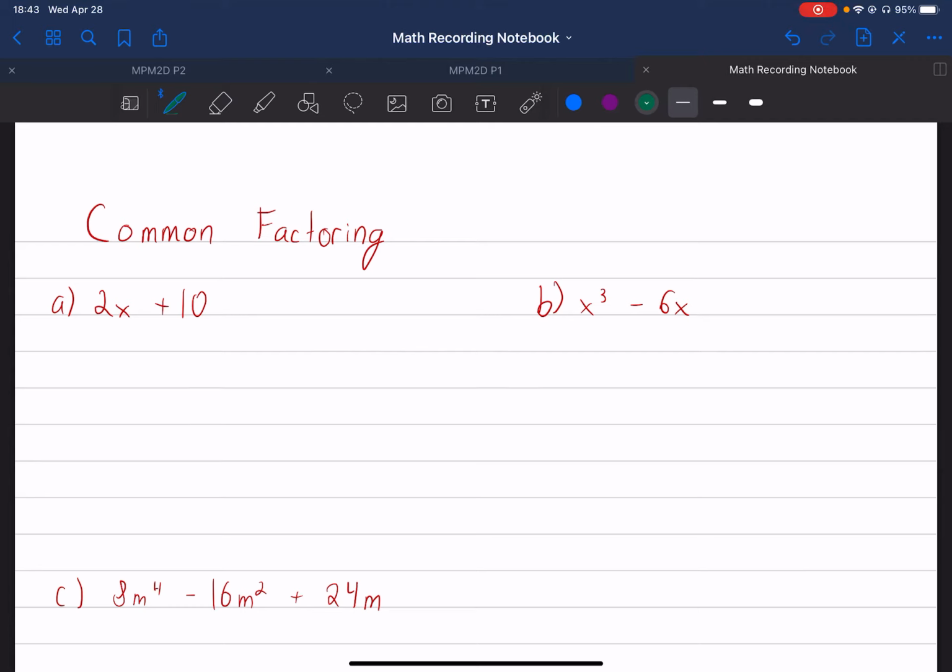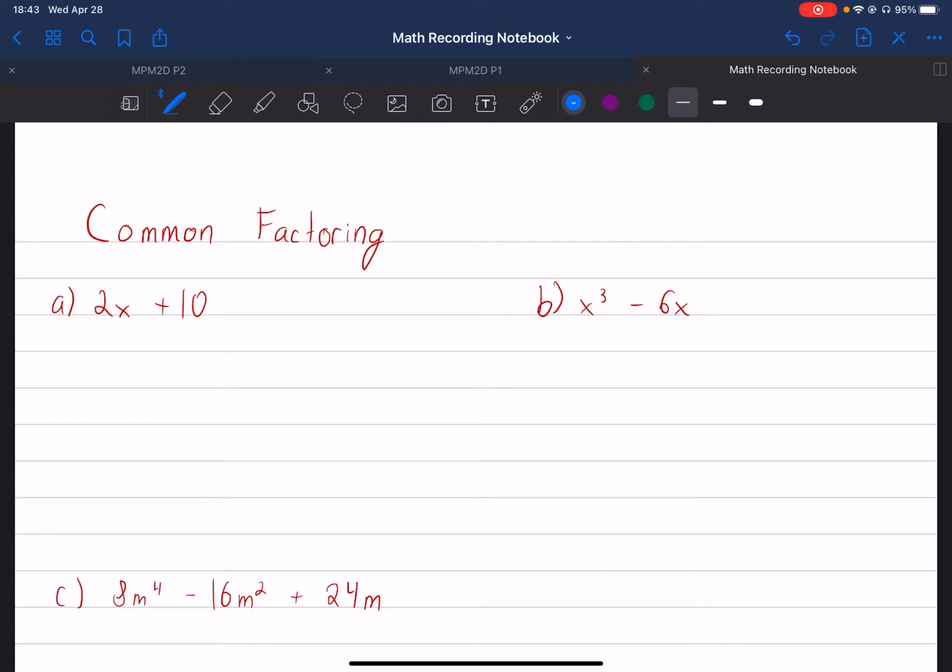Hi everyone, so this is going to be the first of a couple of videos that are going to help you to re-look at factoring. So the first one here is common factoring. This one is where we are simply taking out the greatest common factor. So we're taking out the GCF from these particular examples.